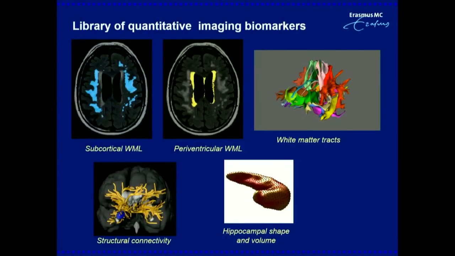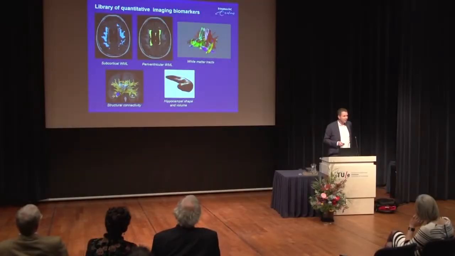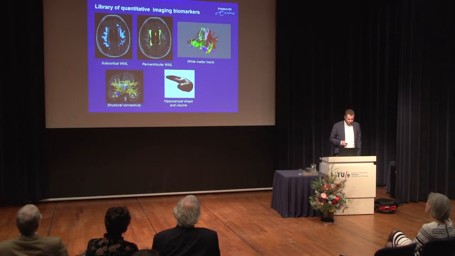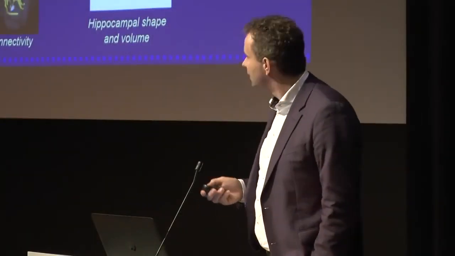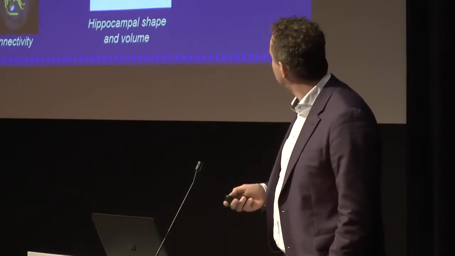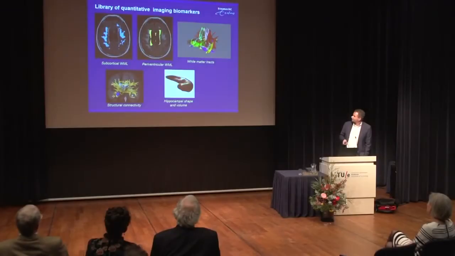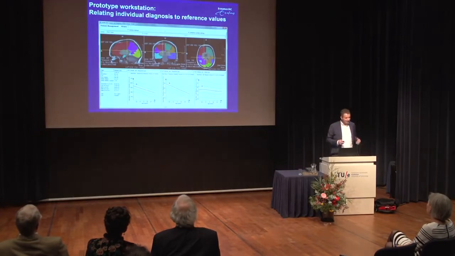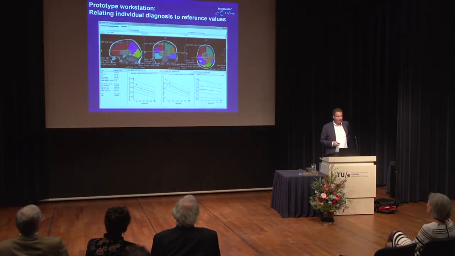So I consider this sort of a library of quantitative imaging biomarkers that describe every single individual. Every single individual is mapped onto a descriptor of hundreds to 1,000 values that says something about the condition of the brain. The question is now, how can you use this data? How can you translate this to clinical practice?